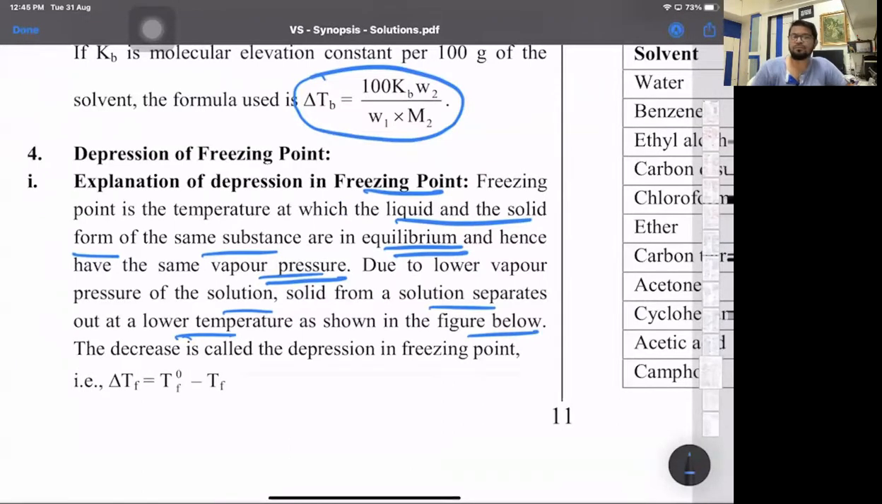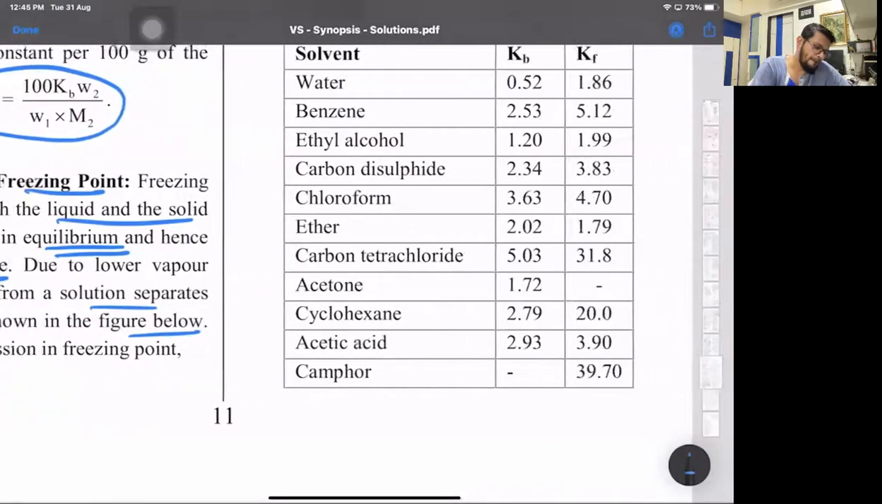Now what happens over there? When I'm talking about a solution, the solute is anyway solid. It is the liquid solvent of the solution which freezes and becomes a solid solvent. When that happens, we say that is the point where the vapor pressures of the liquid and the solid become equal. So delta TF is T naught F minus TF, meaning addition of a non-volatile solute lowers the freezing point. The freezing point of pure solvent is greater than that of a solution. That's why delta TF is T naught F minus TF.